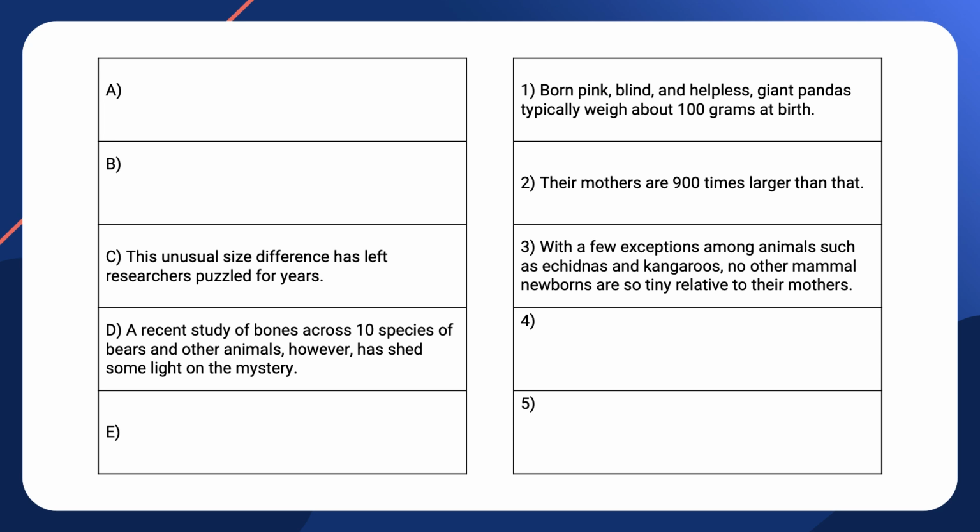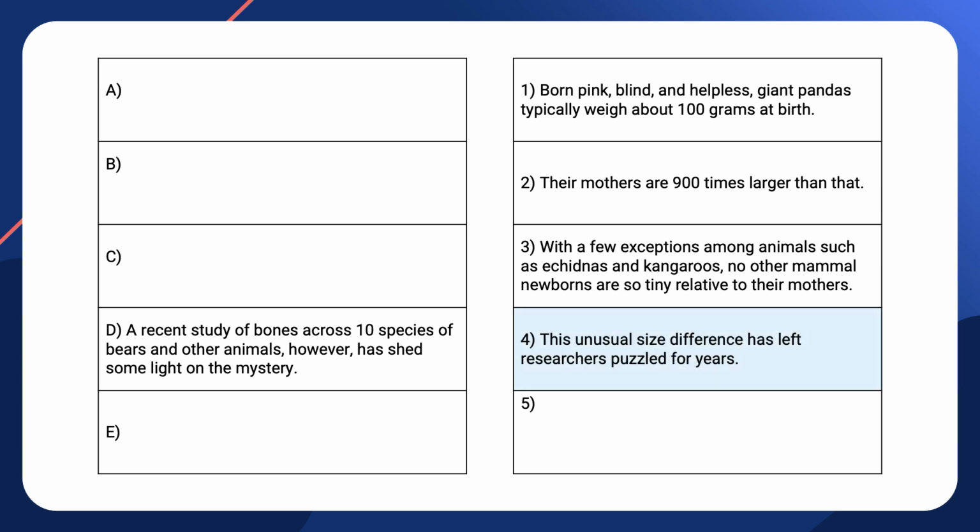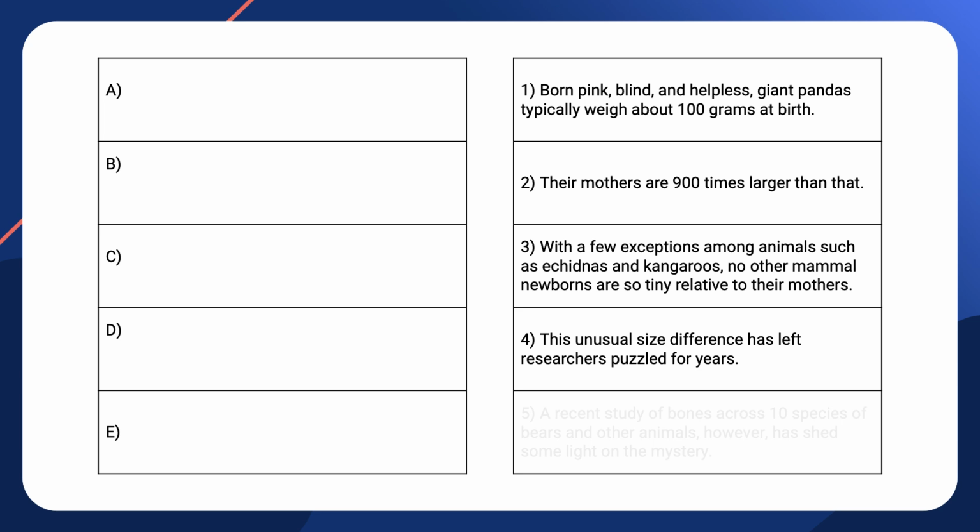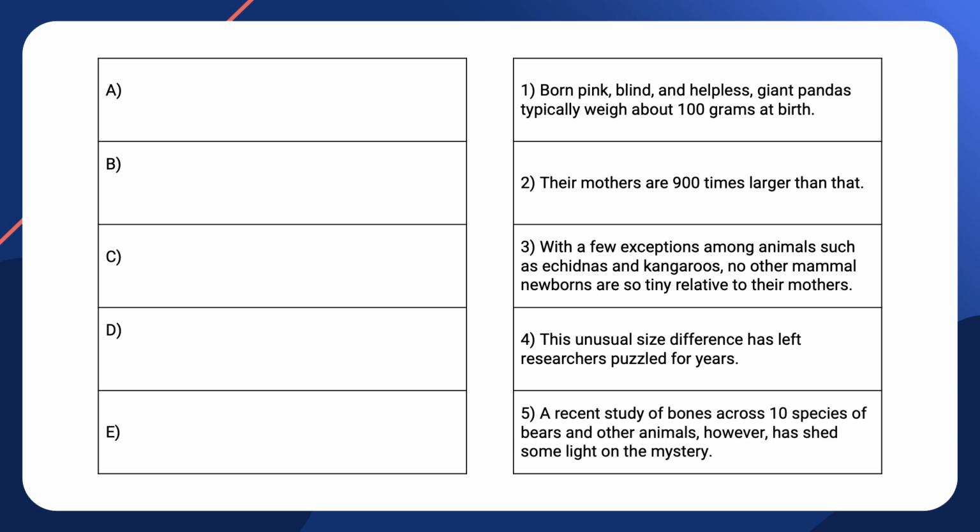Now, for sentence number 4. The paragraph changes topic slightly. Sentence C is number 4, and it introduces a new idea to the paragraph. That is, left researchers puzzled for years. It also connects to the previous sentences with the phrase, this unusual size difference. But it's the new idea, researchers being puzzled, that connects to the final sentence, sentence D. Here, at the end of sentence D, we have the mystery. This mystery is the unusual size difference, or the thing that has left researchers puzzled, mentioned in the previous sentence.